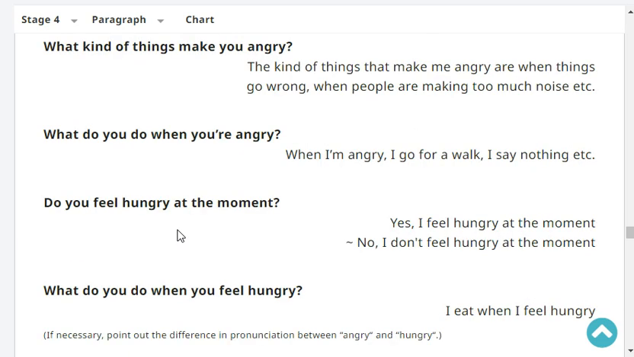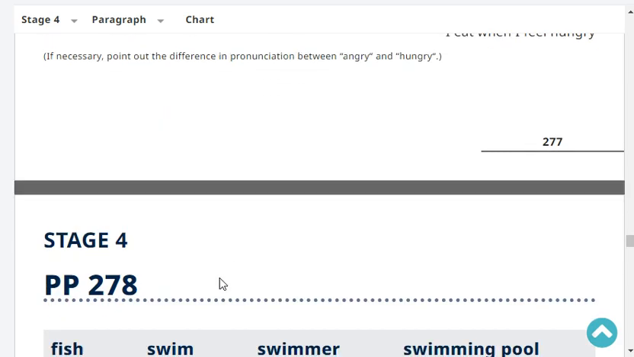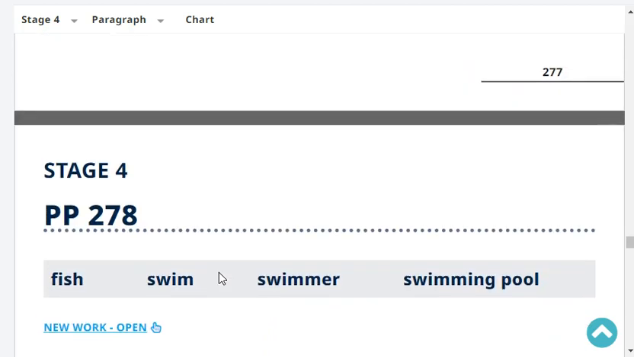Do you feel hungry at the moment? Yes or no? No, I don't feel hungry at the moment. What do you do when you feel hungry? I eat when I feel hungry. Very good. Okay, next.